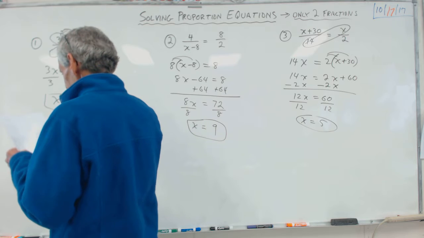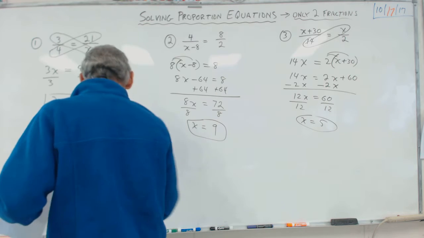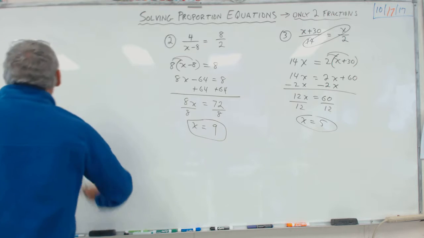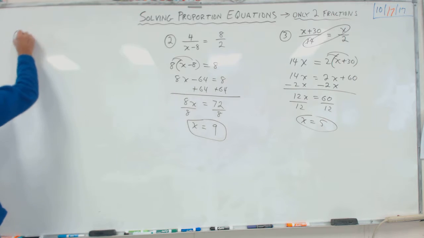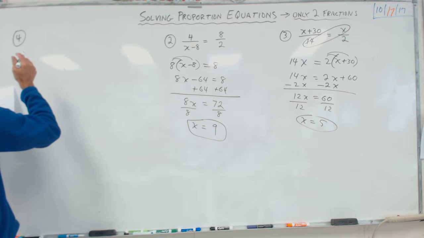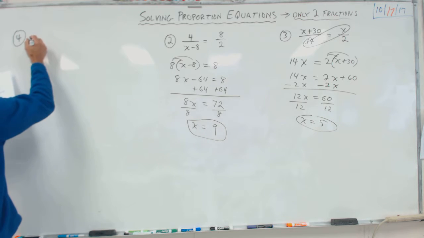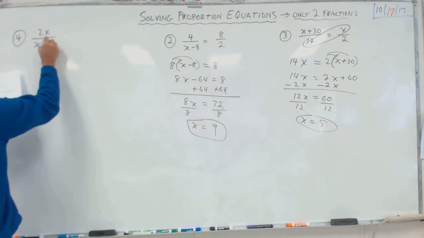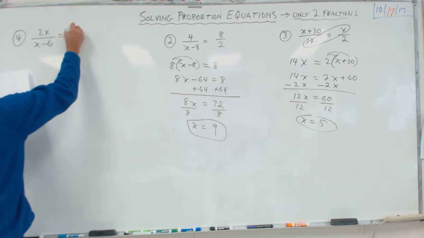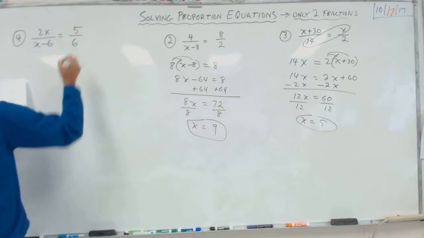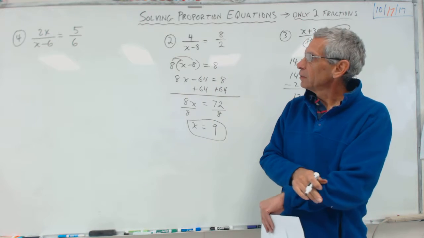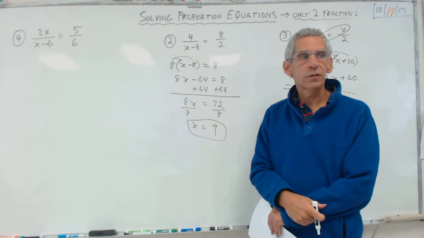Let me do one more. So that was 3, 4. One more. Okay, so we have 2x over x minus 6 is equal to 5/6. All right, what do I do? Which one would you do first?